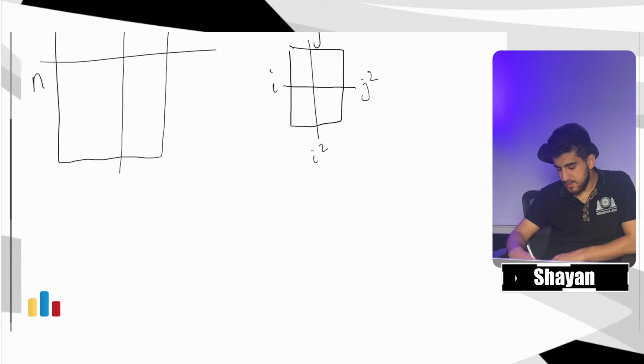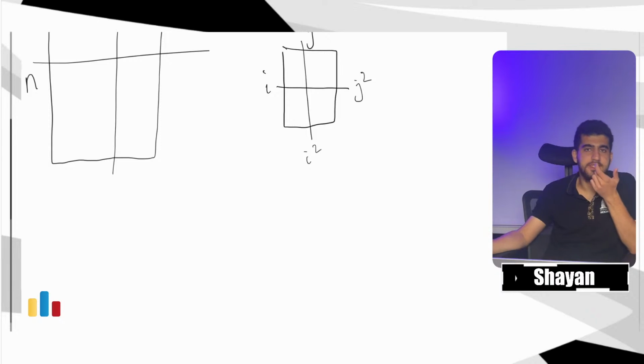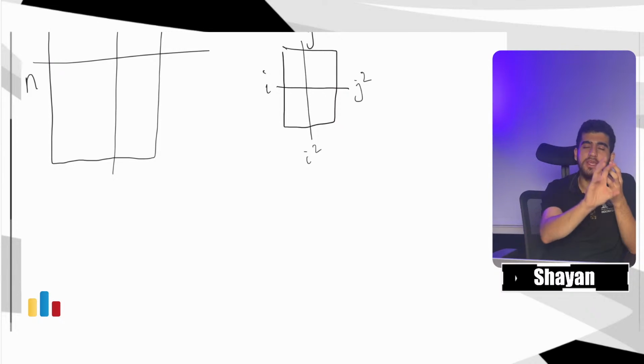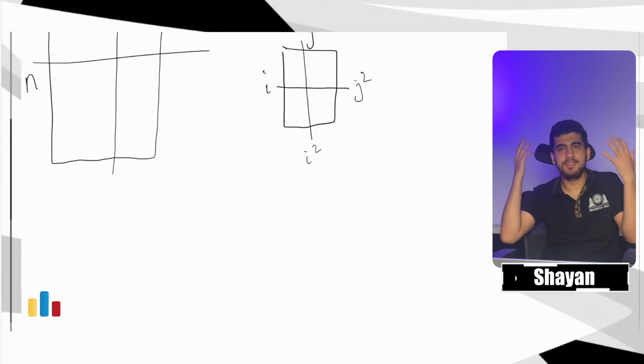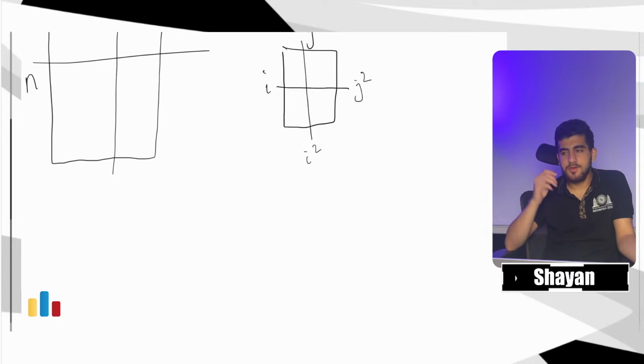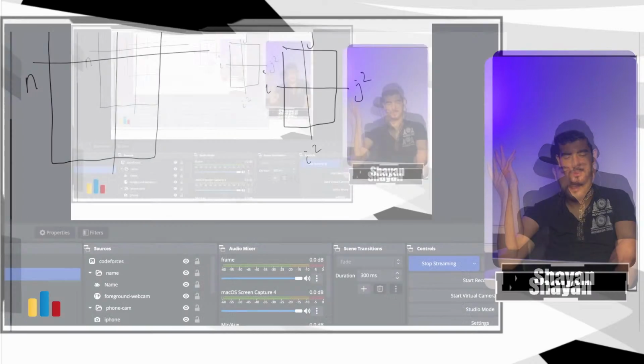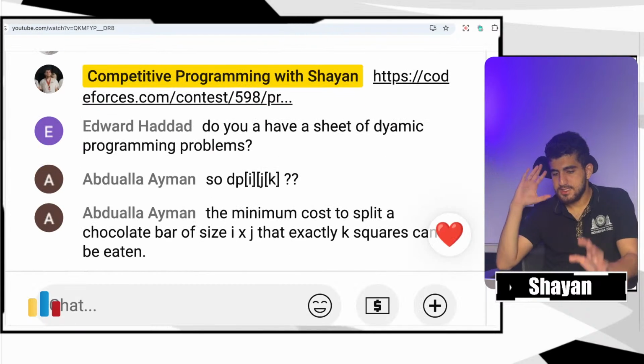At the end, you want to have a set of these chocolate rectangle pieces. You want the sum of them to be k, so that you only eat those parts. You want to eat k squares in total. So you want to break it such that at the end, a subset of those rectangles has sum equal to k. You need to say what the minimum cost is in order to do that. Is the statement clear?